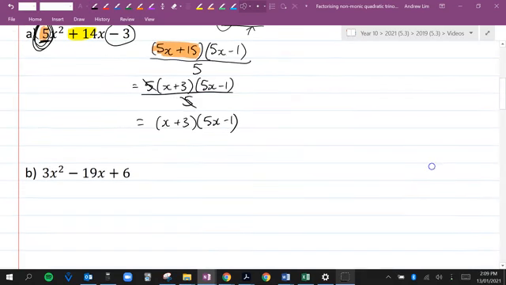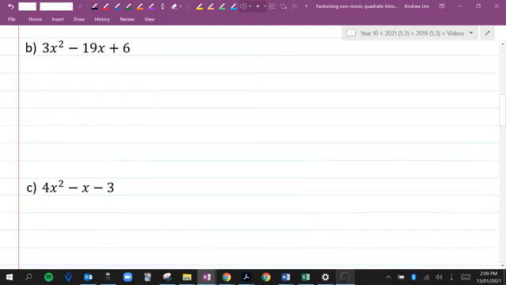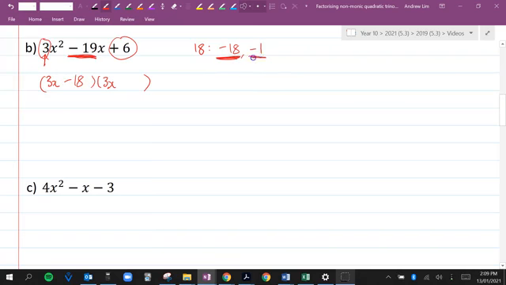Okay, let's have a go with question B. First thing I'm going to do is multiply my 3 and 6. 3 times 6 is 18. And the two numbers that multiply to 18 but add to negative 19 are minus 18 and minus 1. So I'm going to set out my working with this 3 now. Maybe we can open up our brackets like this if you want to just get used to it. So I'm going to put my 3x and 3x. This time I'm going to put my minus 18 in the first one, put my minus 1 in the second one, and divide them all by 3.